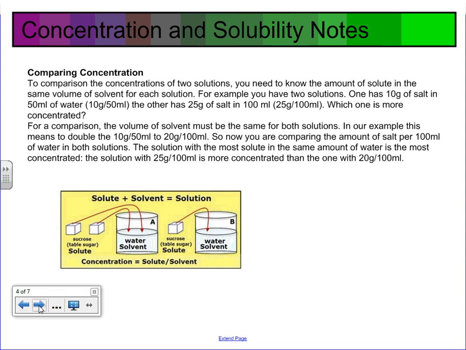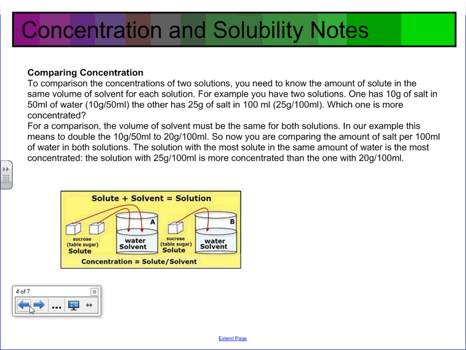So, comparing concentration. To compare the concentration of two solutions, you need to know the amount of solute in the same volume of solvent in each solution. For example, you have two solutions. One has 10 grams of salt in 50 milliliters of water, so 10 grams per 50 milliliters, and the other has 25 grams of salt in 100 milliliters. So which one is more concentrated?